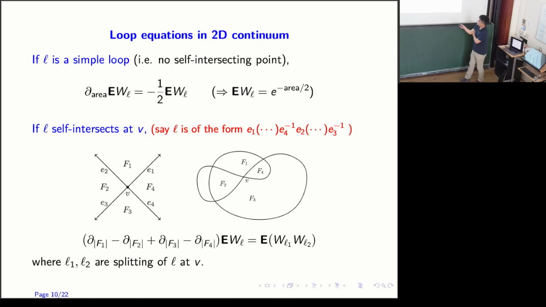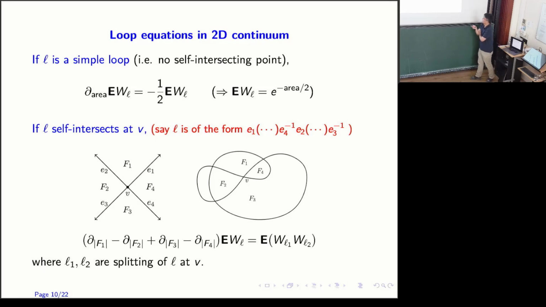Now, more interesting is when L has an intersection at V. So imagine this is the whole loop, but I only look at the neighborhood of this loop around V. So this is how the neighborhood looks like, right? So there are 4 edges. So this whole loop is like you start from V, you go out through E1 and then do something else, come back through E4, and then go out from E2 again and do something else, and come back from E3. That's the loop.